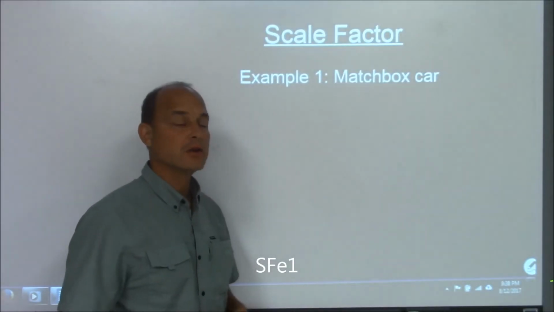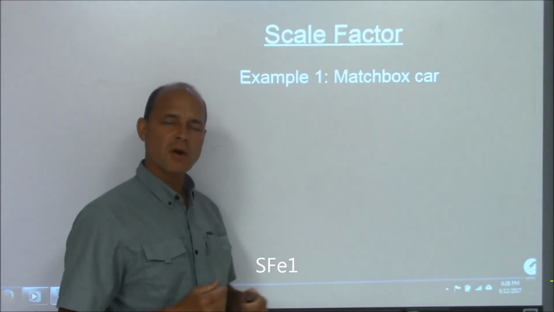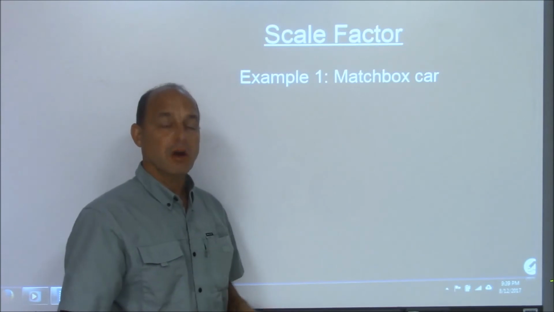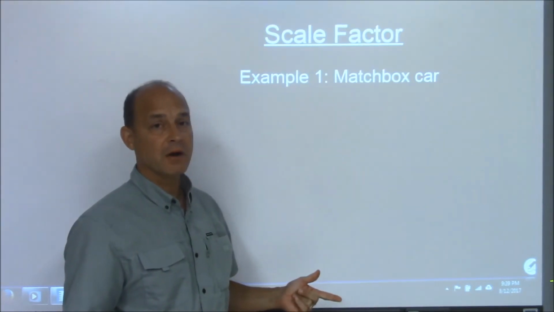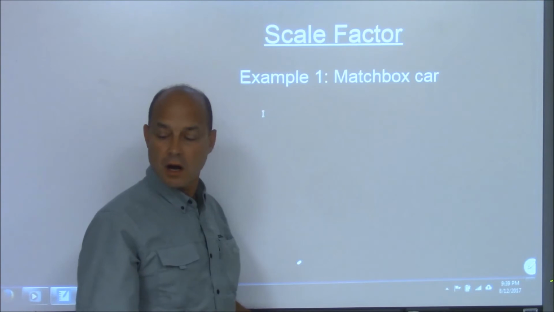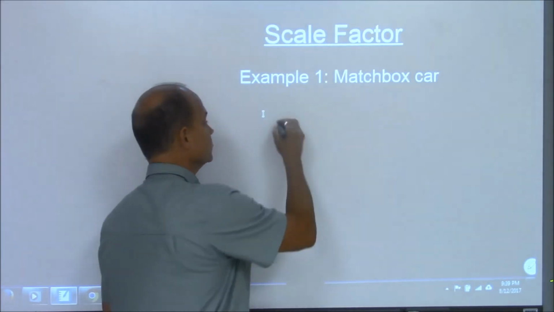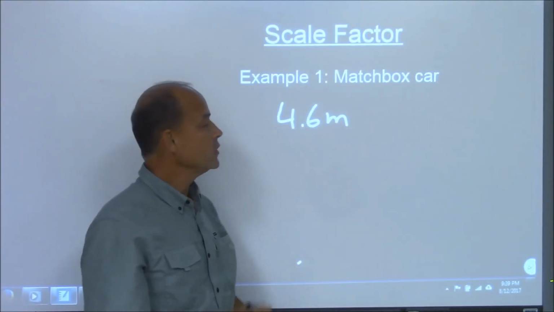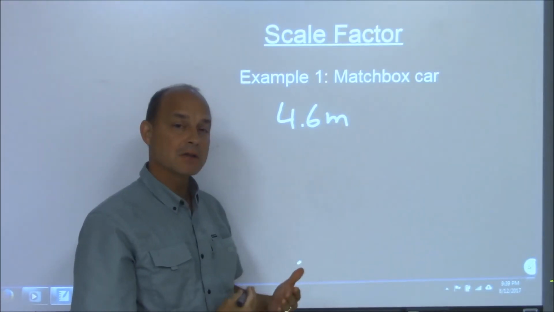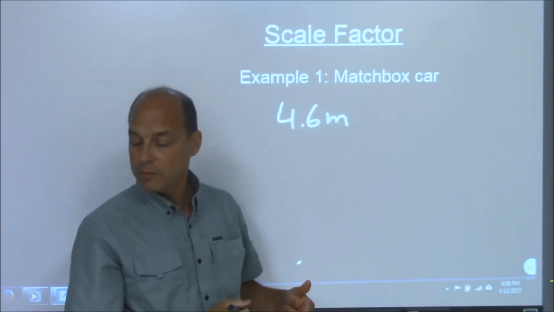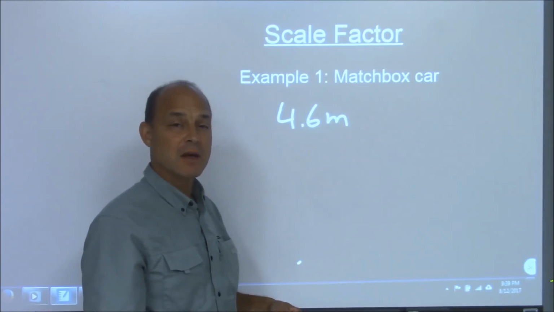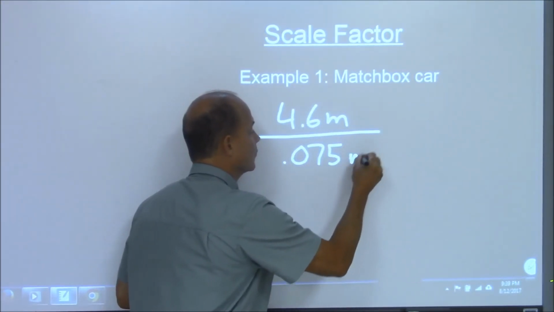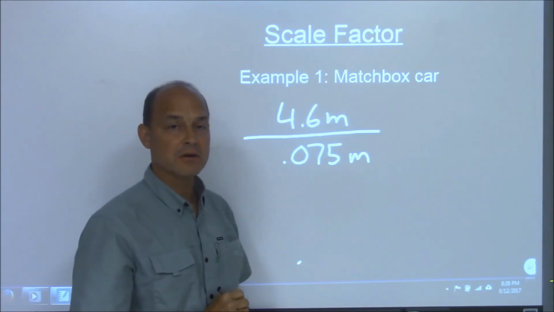The first example I'll use is Matchbox cars, or Hot Wheels, those little cars you used to play with. They're about that big. You know that real cars are much bigger, right? Let's take an example of a real car, which is about 4.6 meters from bumper to bumper. If you would take that same car and make a Matchbox car out of it, the Matchbox car would be about 7.5 centimeters, or 0.075 meters.